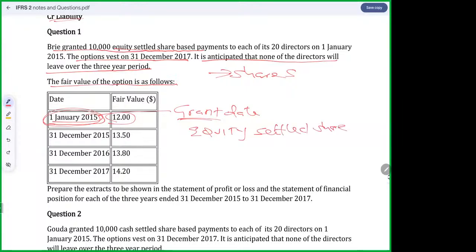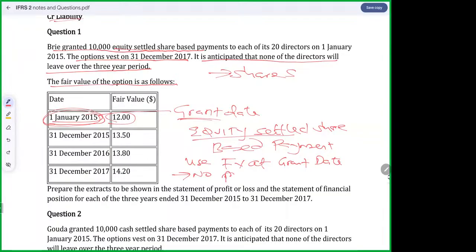share-based payment. And the one thing that I will never forget since I was taught this, if it's equity settled, use fair value at grant date to do everything. Grant date, to do your measurements, and of course, if it is equity settled, no remeasurements will apply. No remeasurements.